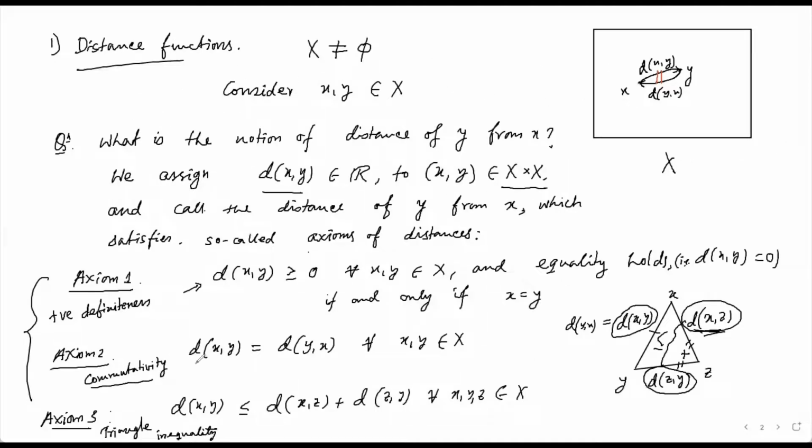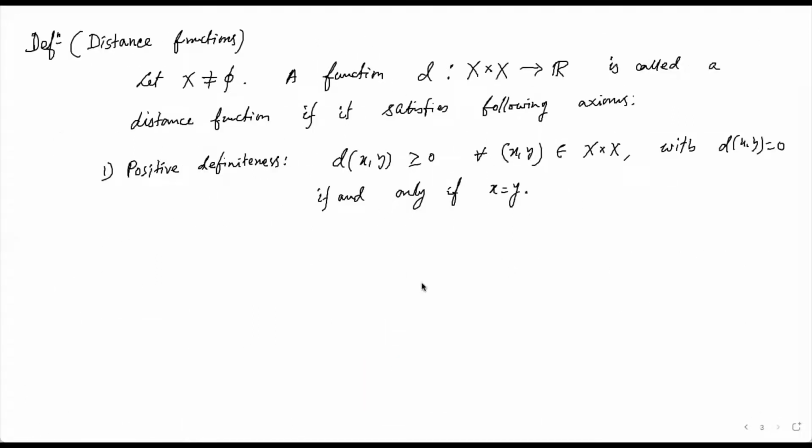And what is the second axiom? This is commutativity. This is read as the distance of y from x, and when the distance of y from x is equal to the distance of x from y, then this common quantity we say is the distance between the two points x and y.